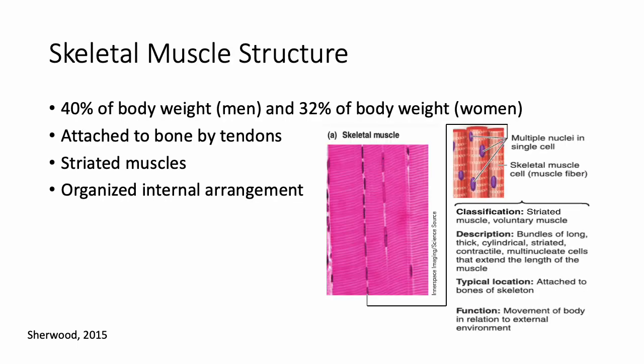So moving on to our main topic, which is our skeletal muscle structure. Our skeletal muscles are attached to bones by tendons, and together they are all responsible for all body movement. Fun fact, about 40% of a man's body weight is skeletal muscle, and for a woman, it's about 32% of body weight.